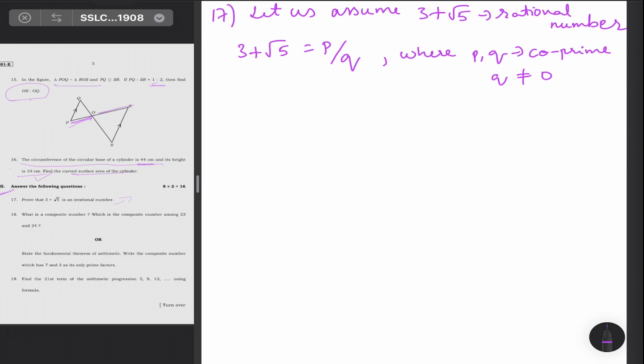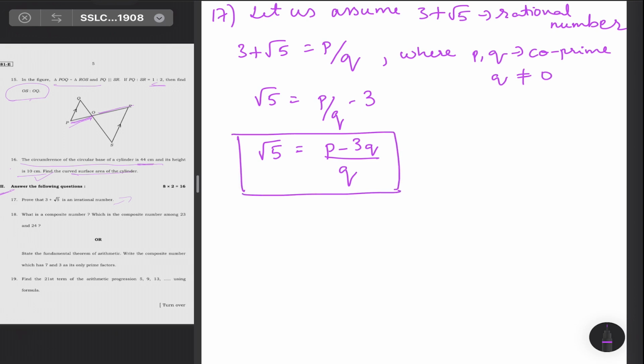On simplifying, root 5 is equal to P by Q minus 3. Taking LCM, Q is the LCM, we get root 5 is equal to P minus 3Q by Q. Now we can observe that root 5, which is an irrational number, how can that be equal to a rational number? Which is not possible.